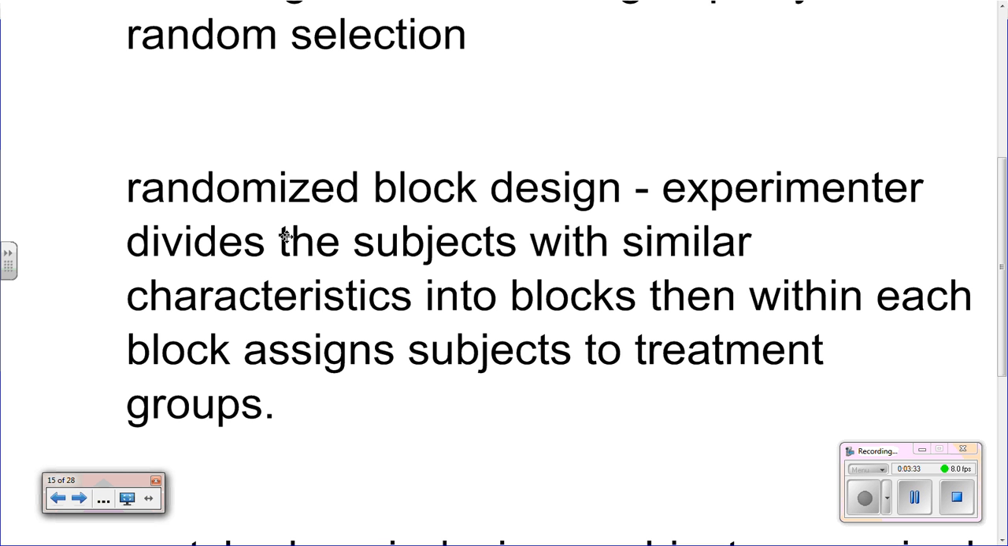So say we have 100 females, 50 would get the actual treatment, 50 would get a placebo or be part of the control group. And then you would have 100 males, and 50 of the males would get the placebo, 50 of the males would get the actual treatment.